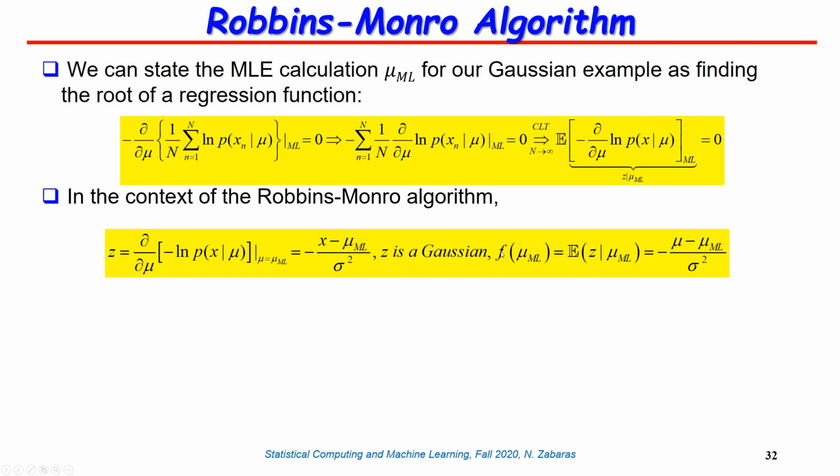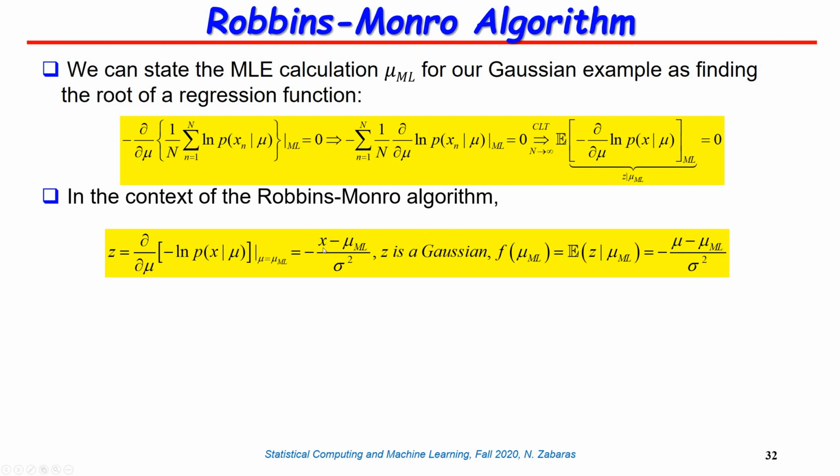And my regression function, you remember, is the expectation of z under the distribution of the data. So if you take the expectation of x, that is the true mean. So the regression function is minus (mu minus the MLE estimate of mu) divided by sigma squared. Now can you see that the zero of my regression function is really the true mu, and this is what we really want to evaluate. But we don't have access to this true mu.